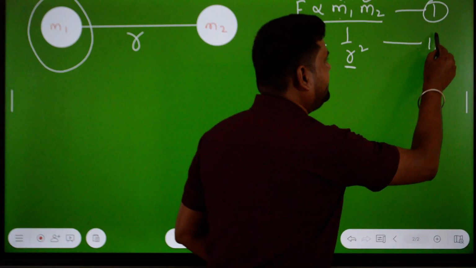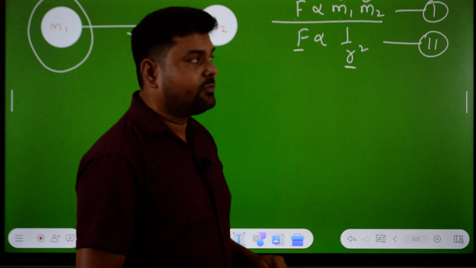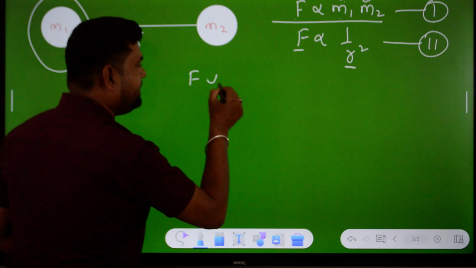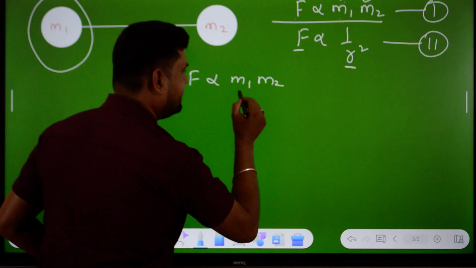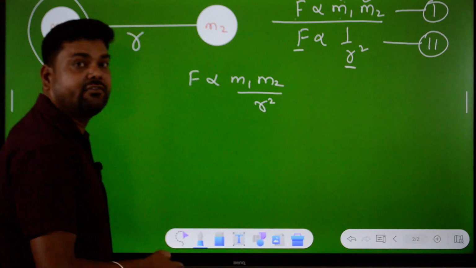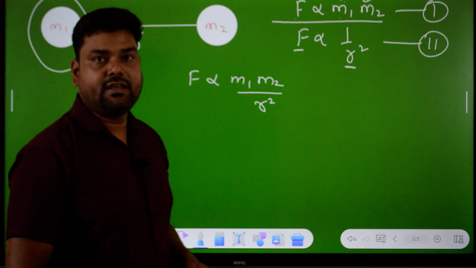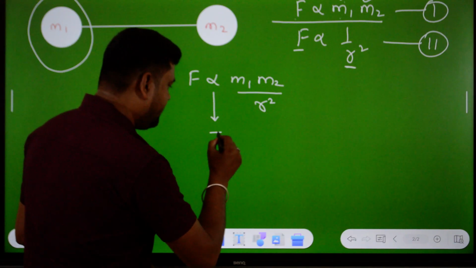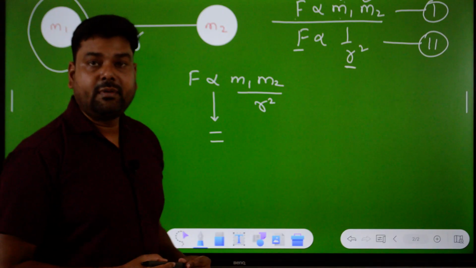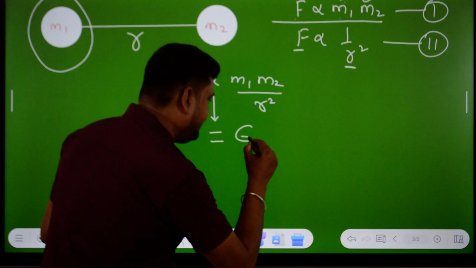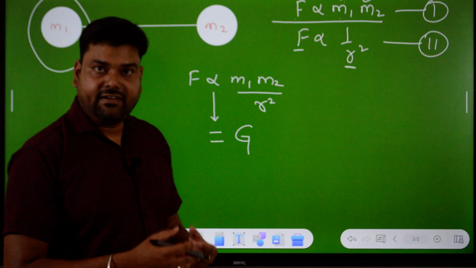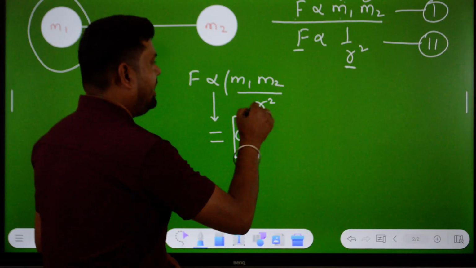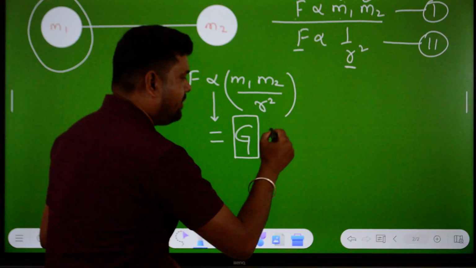That's point number 2. So we have two relations and we are going to collect them together. Force is directly proportional to the product of the masses and inversely proportional to the square of the distance between them. This is what we got. Now we are going to remove the proportionality sign and make it an equals sign, so we will get a constant, and that's G. Because we are talking about gravity, we will get the universal gravitational constant G along with the relations that we have already found.